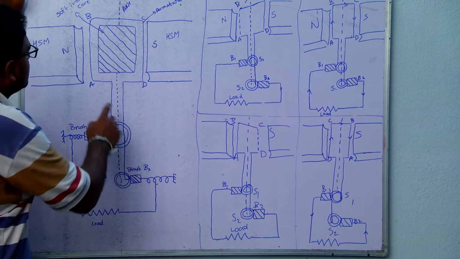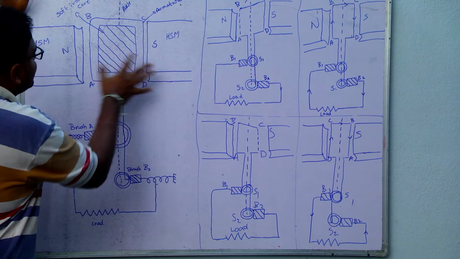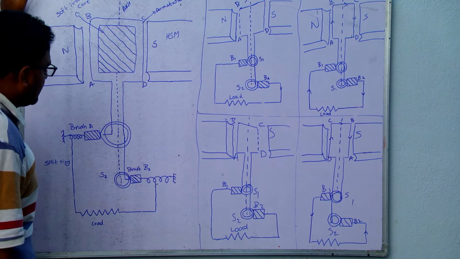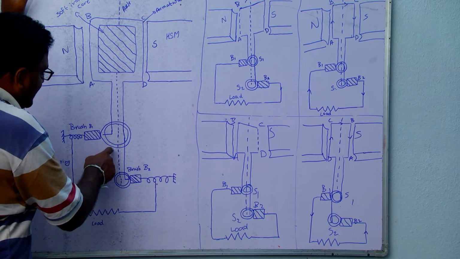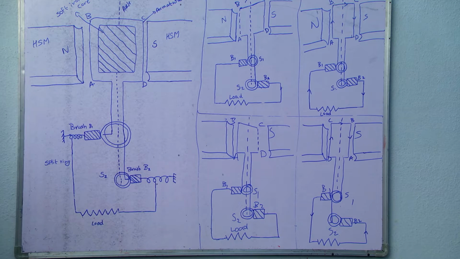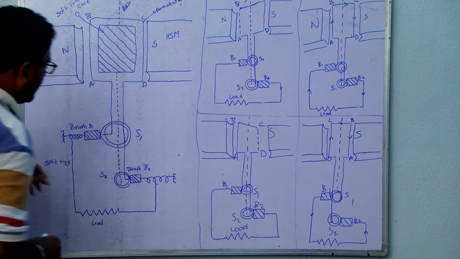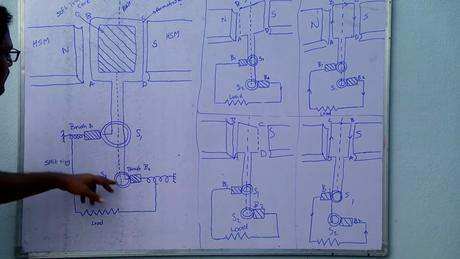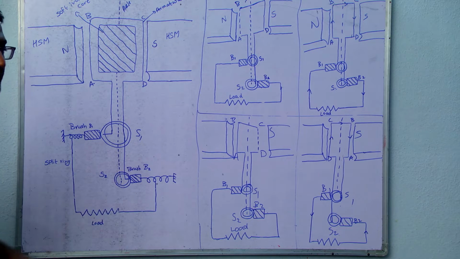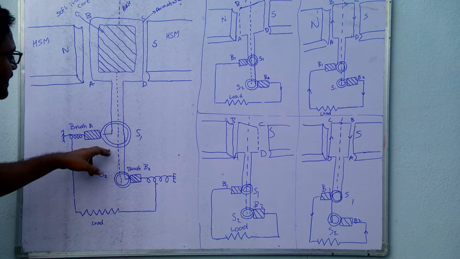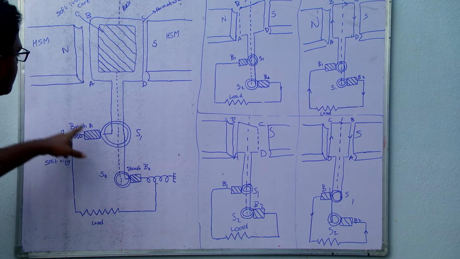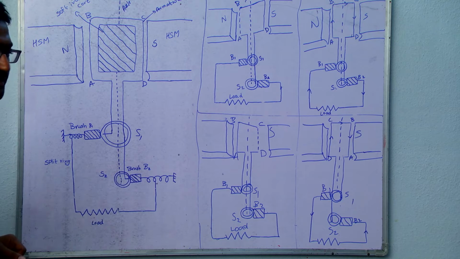Okay, so this coil is ABCD, which is placed inside the magnetic field produced by a horseshoe magnet, and this AC generator has two slip rings, S1 and S2. One end of the coil is connected to S1 and the other end of the coil is connected to S2. These are called split rings, and these slip rings are connected to two brushes, brush B1 and brush B2.